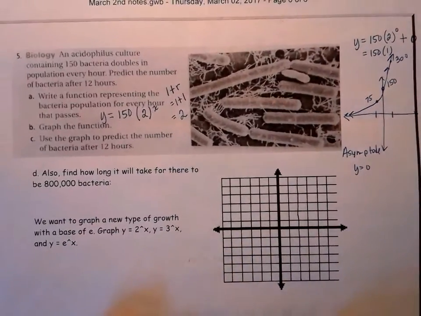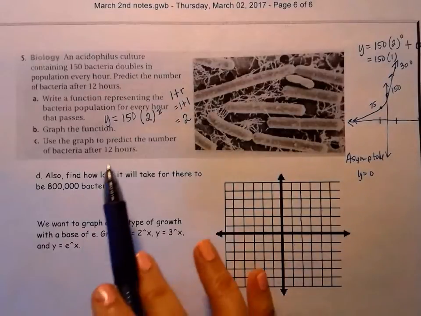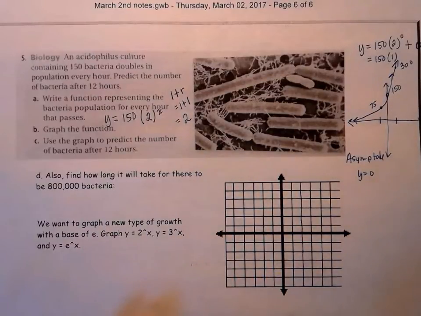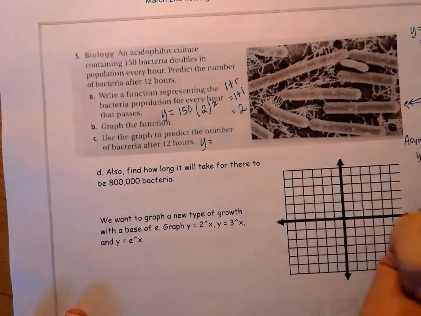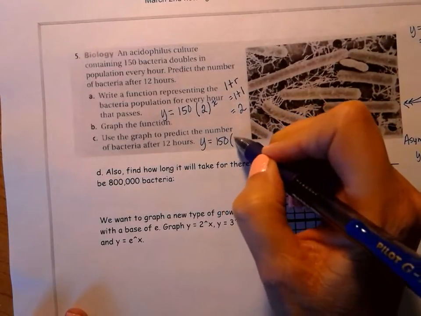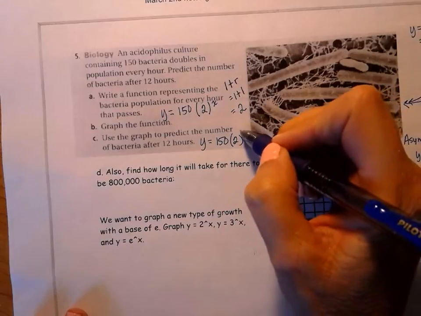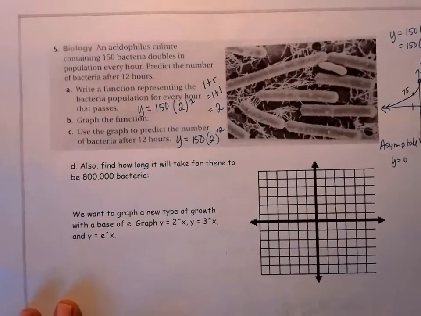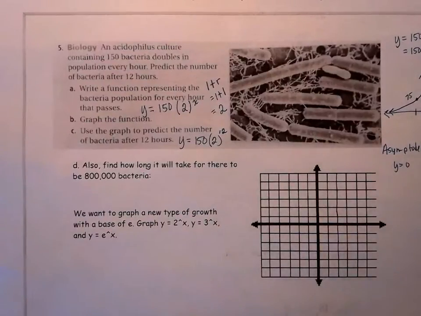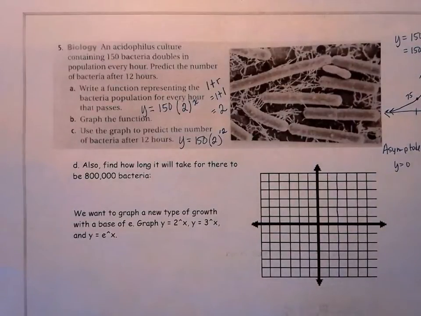Okay. Part C says write the graph or use a graph to predict the number of bacteria after 12 hours. Well, we know we can always solve this by plugging in an x of 12. So it'd be 150 times 2 to the 12. But we want to actually look at this graphically, so I'm going to show you the graphing calculator so you can see what that looks like. Okay, ready to get my graphing calculator.